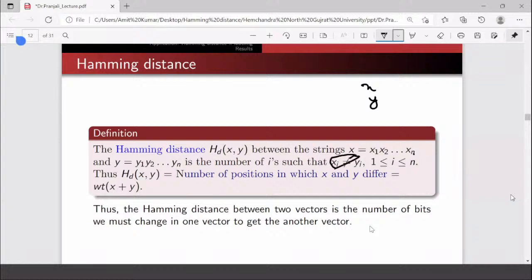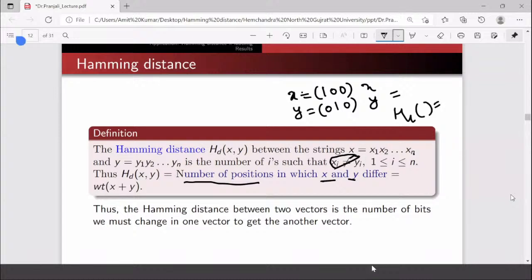So what we want to find: if x is 1, 0, 0 and y is 0, 1, 0, then the Hamming distance between these 2 strings is given by the number of positions at which x and y are not the same, or x and y differ. Both are the same thing. So this is the place where they are different. So 1, then another is different. So 2, but this one is the same. So the Hamming distance between these 2 vectors, x and y, is 2.